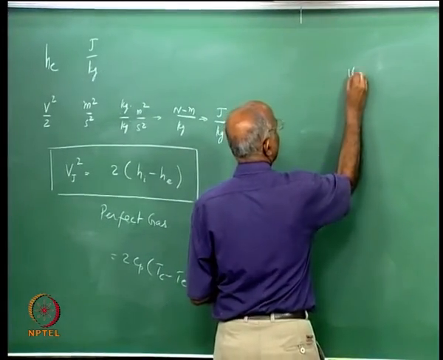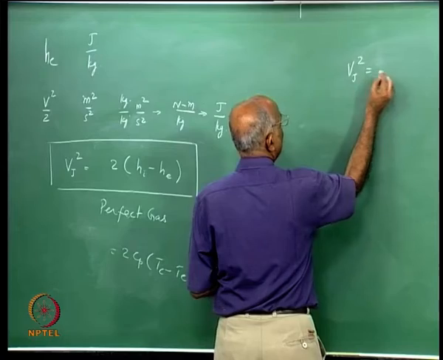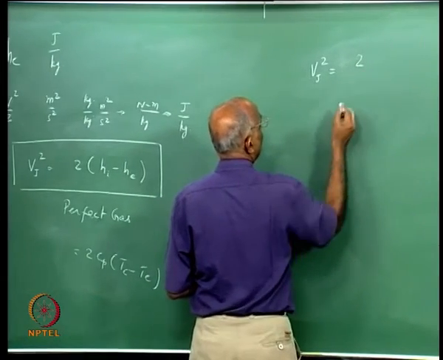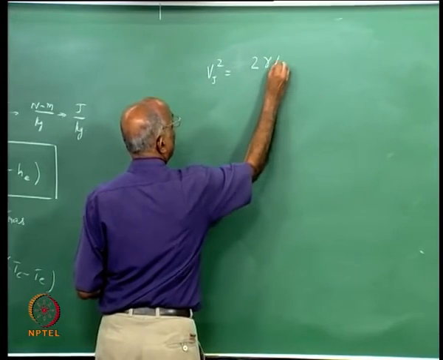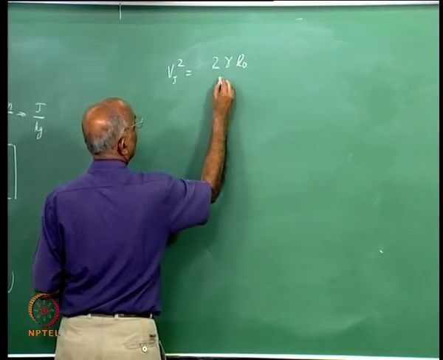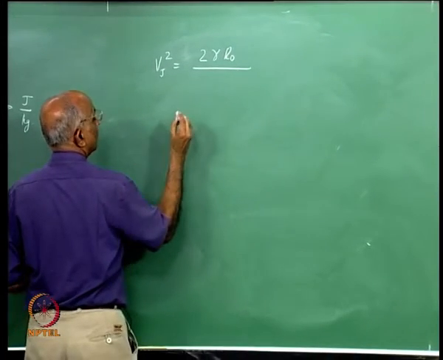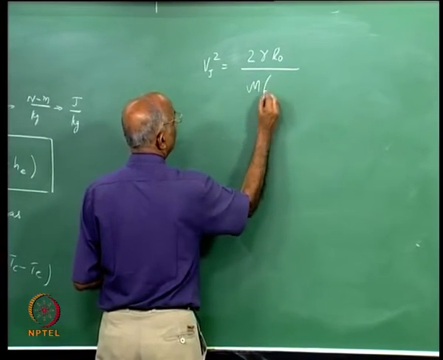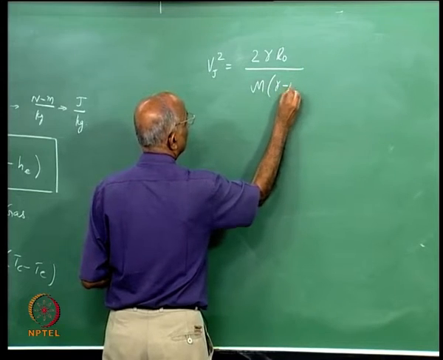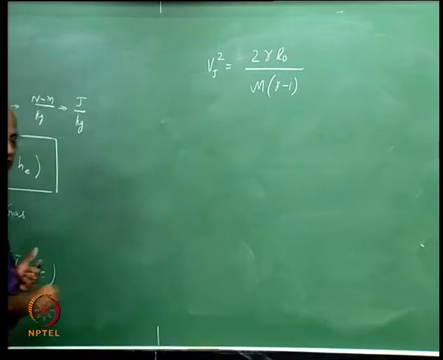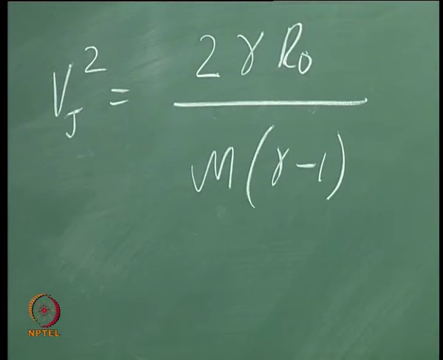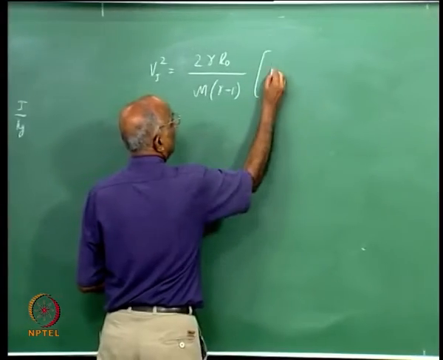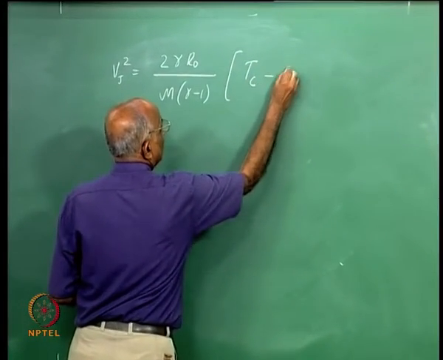Vj square is equal to 2 gamma R naught divided by the molecular mass into gamma minus 1. Is it all right? And now I get the value of Tc minus Te.